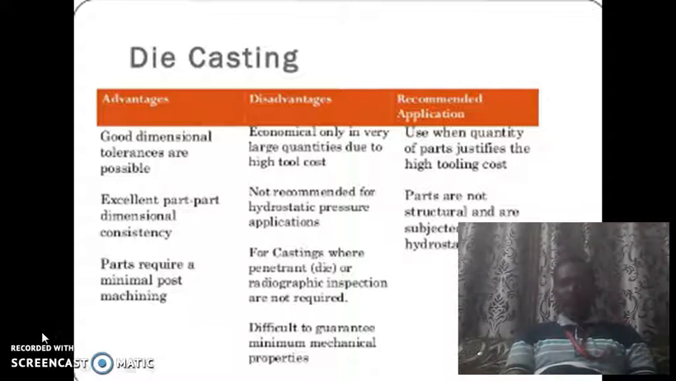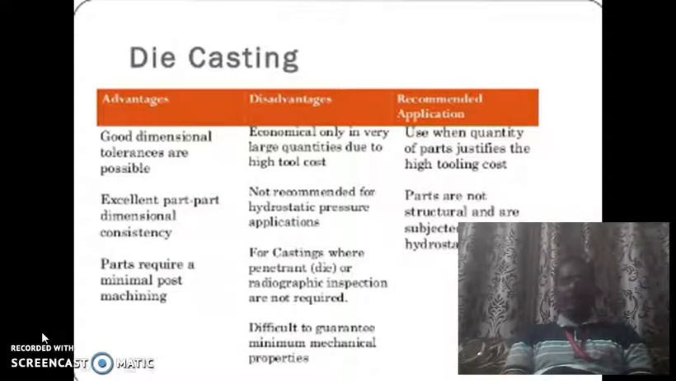It is difficult to guarantee minimum mechanical properties. In die casting, we can't expect mechanical properties of the material like strength and hardness, because the hot molten metal will not be distributed uniformly into the die. Some places it may distribute, some places it may not distribute properly. So it decreases the mechanical properties of the material.